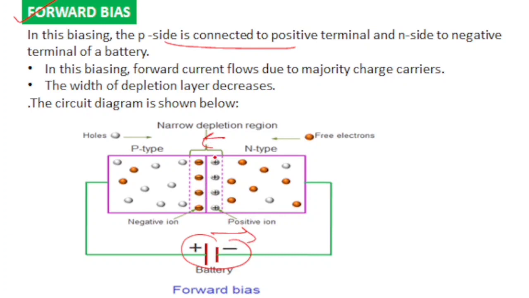Hence the effective potential barrier decreases, and the width of the depletion layer decreases. It offers very low resistance, and a large forward current flows due to majority carriers. So in case of forward biasing, a large forward current flows due to majority carriers. Why? Because the width of the depletion layer decreases in case of forward bias.